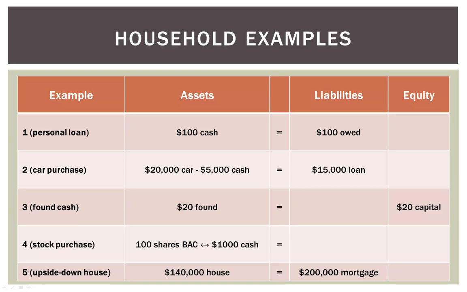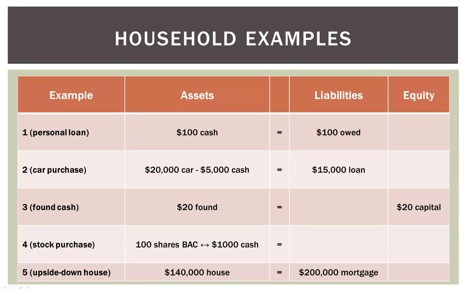Now, number 3, we found the cash. So we found 20 bucks in the movie theater, that's a cash asset, and then that added $20 to our personal equity. Stock purchase. Again, all we did on the asset side was trade cash assets for stock ownership asset. So we just transacted on one side of the equation, which was completely fine.